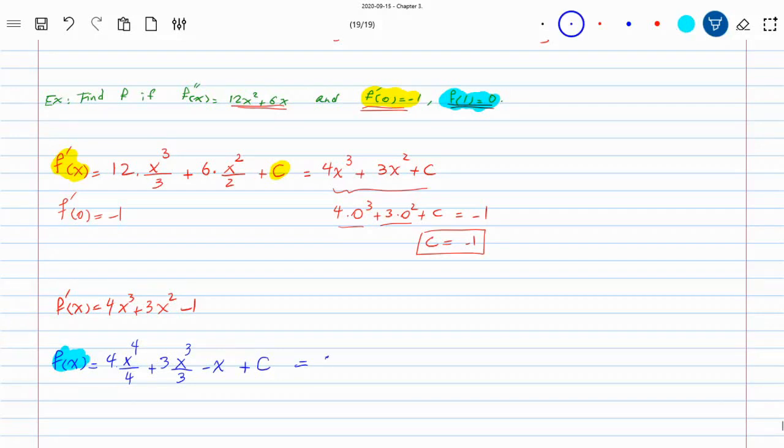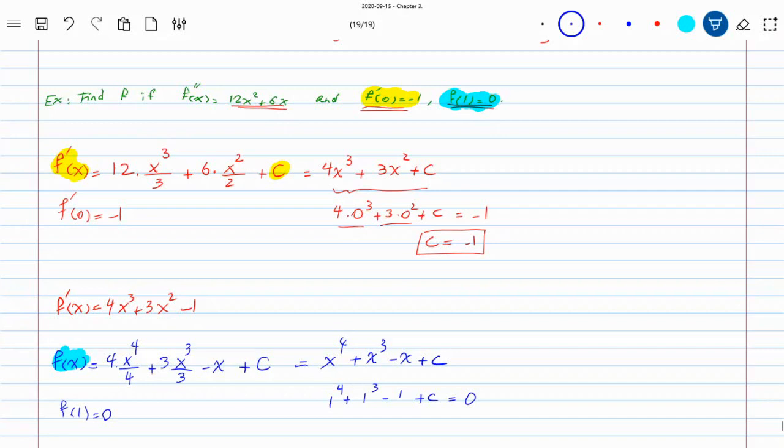So let me simplify the function. It is x to the power 4 plus x cubed minus x plus c. And what do we know is f at 1 is given 0. So replace 1 into the function, 1 to the 4th plus 1 cubed minus 1 plus c must equal 0. It turns out in this case, actually, we kind of got lucky that c turns out to be -1.